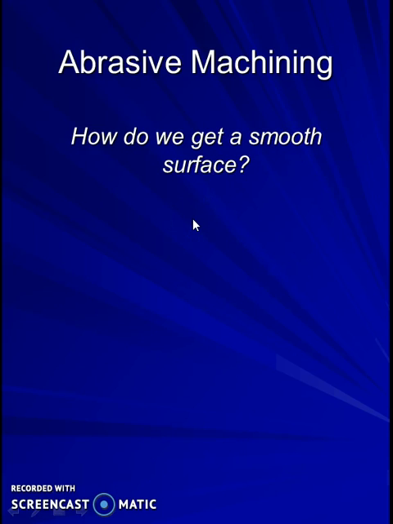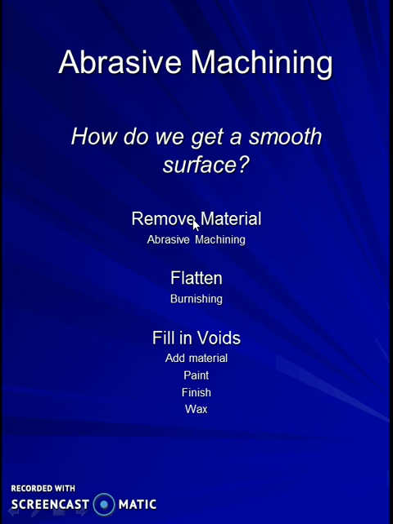How do we get a smooth surface? First one, remove material with the help of abrasive machining. First we have to remove the extra material that is there. Second one, flatten the surface with the help of a burnishing operation. Third one, fill in voids. Filling in voids means if there are some gaps or dents, they have to be filled by adding extra material like paint, finish, wax, etc.